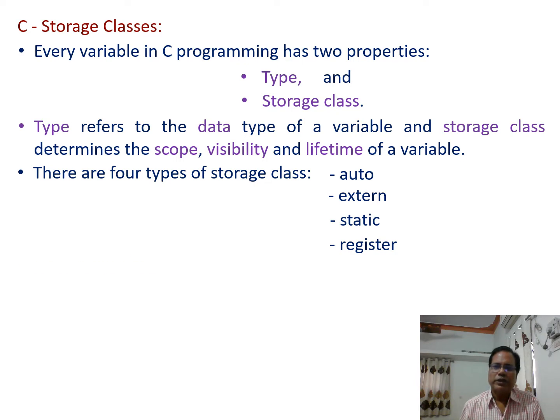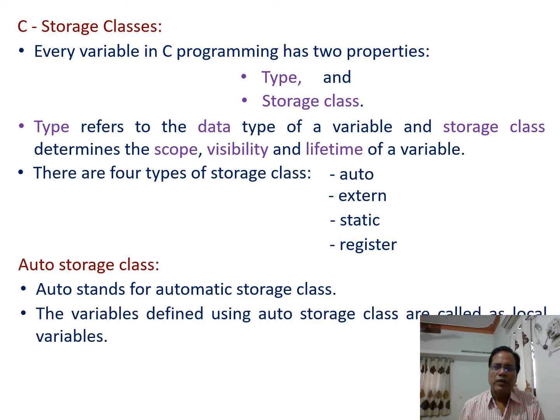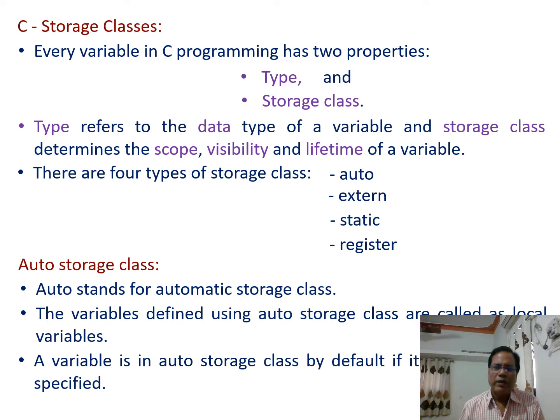Now let us discuss each one by one. First, auto storage class. Auto stands for automatic storage class. The variables defined using auto storage class are called local variables. A variable is in auto storage class by default if it is not specified.